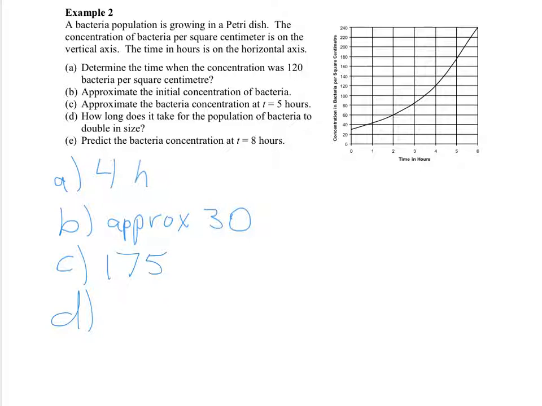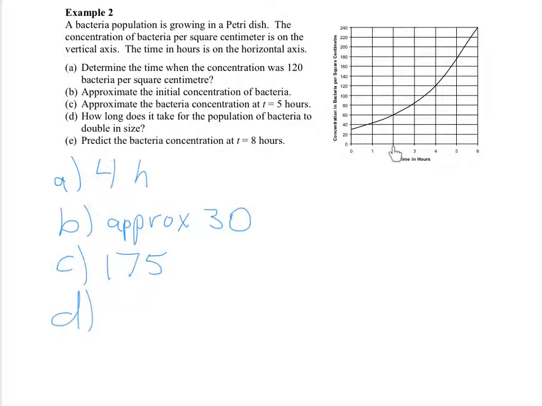Okay, D, how long does it take for the population of bacteria to double in size? Okay, so this is a little bit trickier. So we have to look at the starting point, which we said was approximately 30. So we want to know how long it takes: if the population size is 30 and it doubles, that means it's going to go up to 60. So we want to look at the graph where it hits 60. And if we look at the graph, it hits 60 after 2 hours. So it goes from 30 and doubles up to 60 within 2 hours.